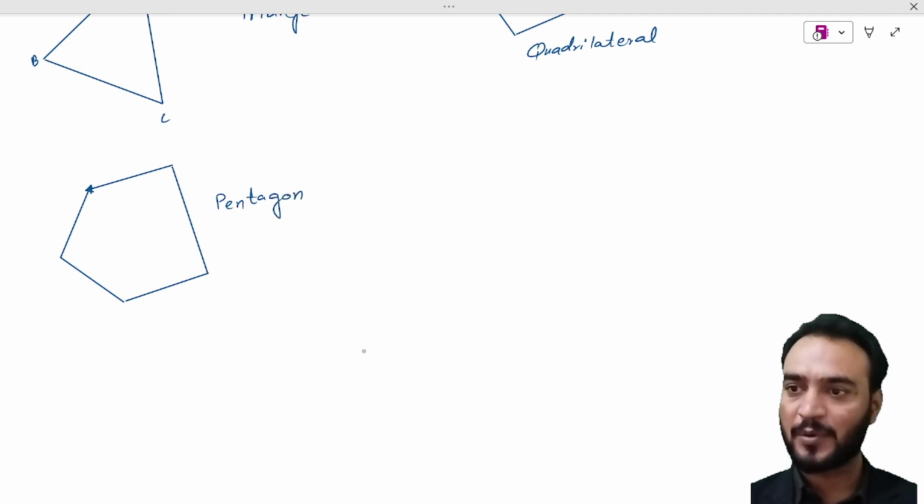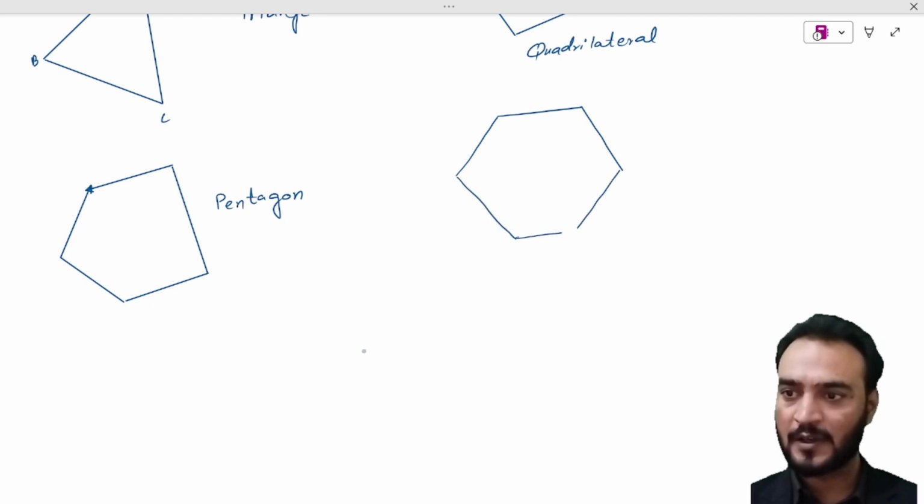We also have the polygon which has six sides. One, two, three, four, five, and six. This is the six-sided polygon, and it is called hexagon.